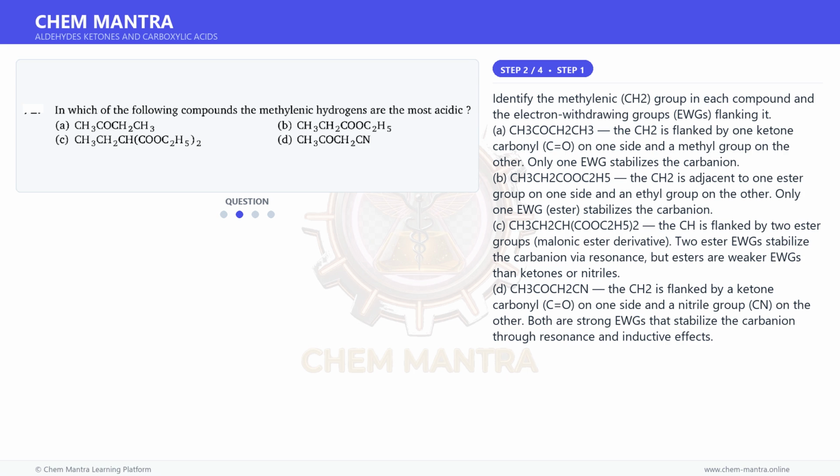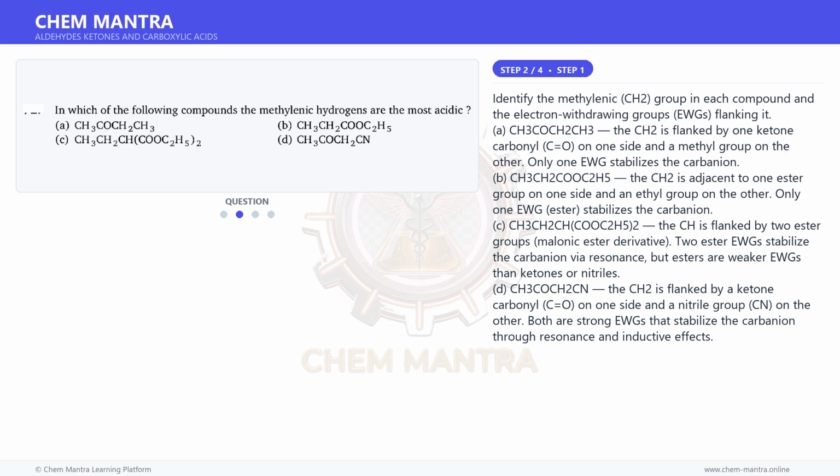B. CH3CH2COOC2H5: the CH2 is adjacent to one ester group on one side and an ethyl group on the other. Only one EWG, the ester, stabilizes the carbanion. C. CH2(COOC2H5)2: the CH2 is flanked by two ester groups, a malonic ester derivative. Two ester EWGs stabilize the carbanion via resonance, but esters are weaker EWGs than ketones or nitriles.